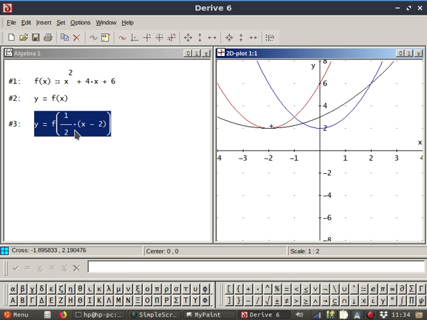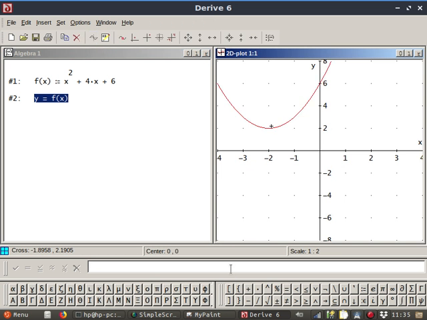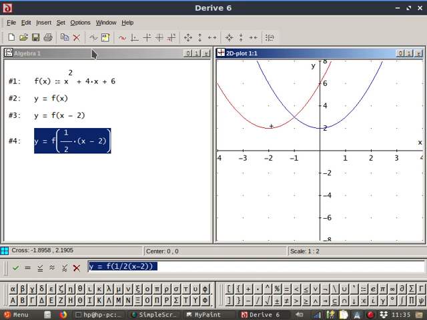Did I type it in wrong? I thought I was on the blue one and now it is black. Hang on. Maybe I should be more careful. First let's plot this. Now y equals f(x) minus 2. Okay, let's plot this. Now y equals a half x minus 2. Maybe I should zoom out.